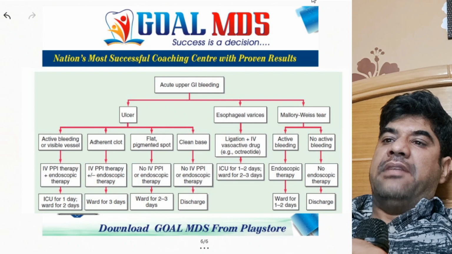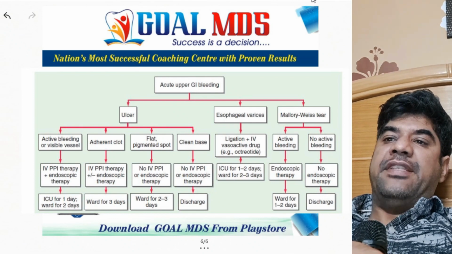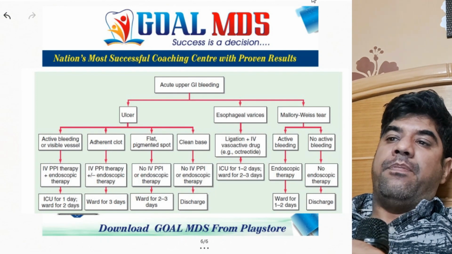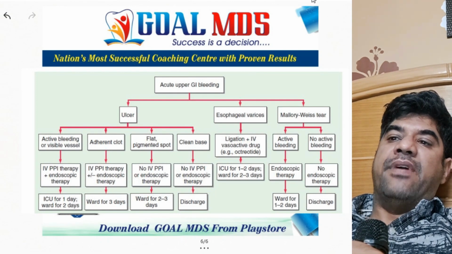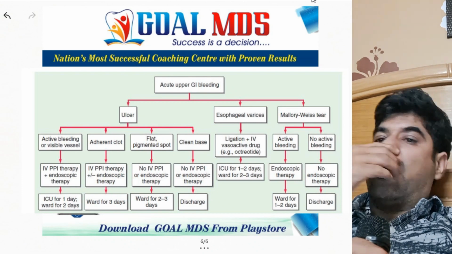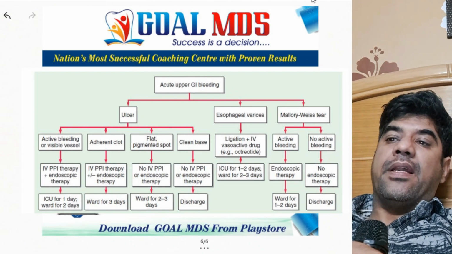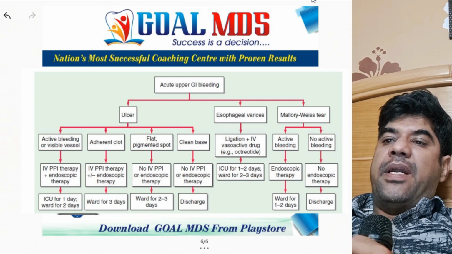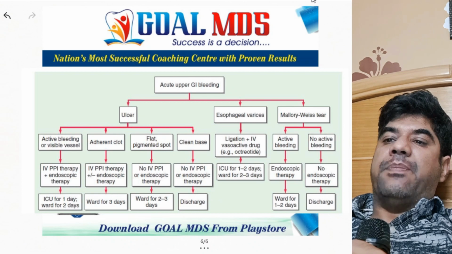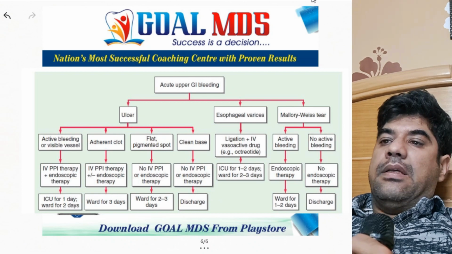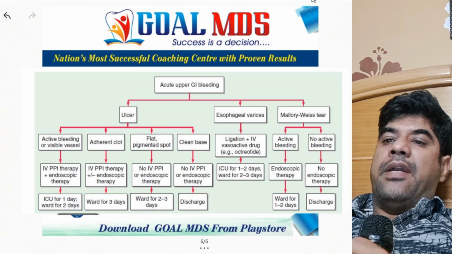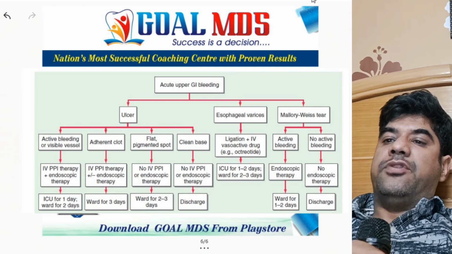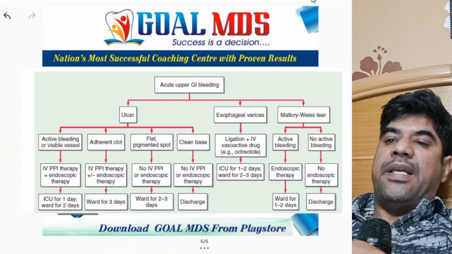Variceal bleeding is caused by rupture of enlarged veins in the esophagus or the stomach, known as varices. These typically develop in people with liver diseases like cirrhosis that cause increased pressure in the veins of the liver and portal system. So treatment involves controlling the bleeding and reducing the pressure in the portal system. The treatment involves endoscopic therapy, medication, or transjugular intrahepatic portosystemic shunt placement.